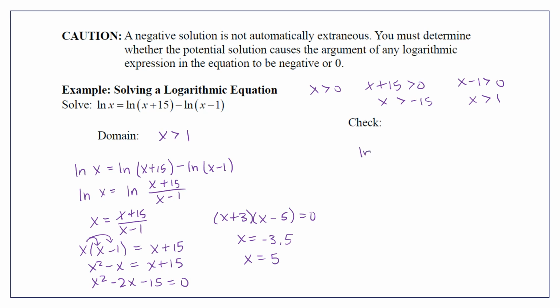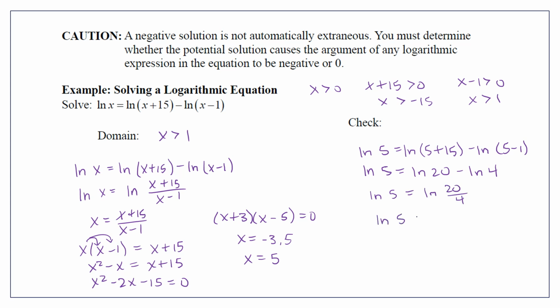And we can then check that by substituting 5 into the original equation. And then we'll simplify using the properties to determine whether it makes the statement true. So we'll have the natural log 5 equals the natural log of 20 minus the natural log of 4. Since we are subtracting, we can divide 20 by 4, and we get the natural log of 5 equals the natural log of 5, which is true. Therefore, we know 5 is a solution to this equation.